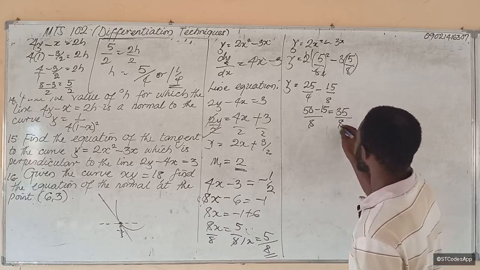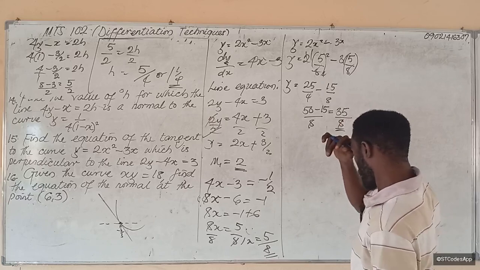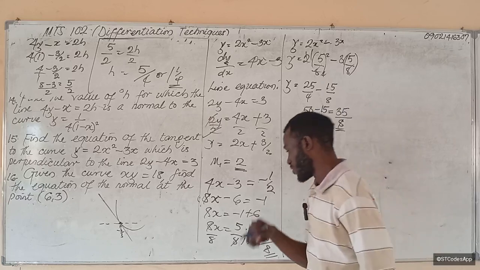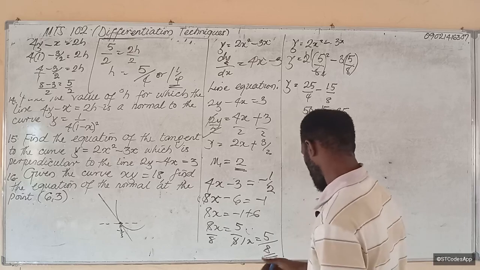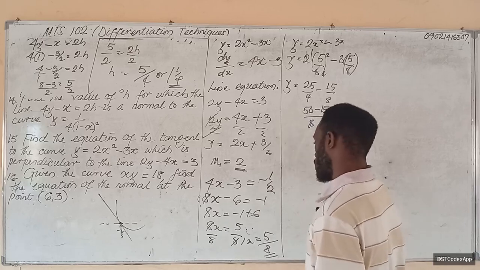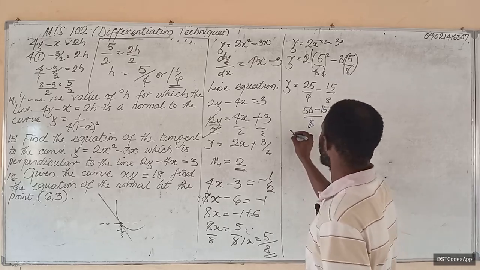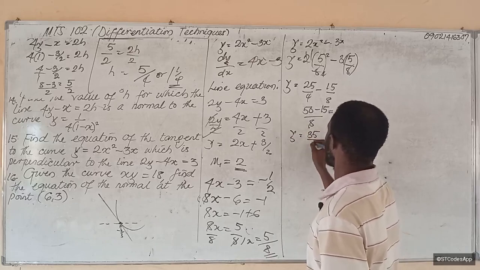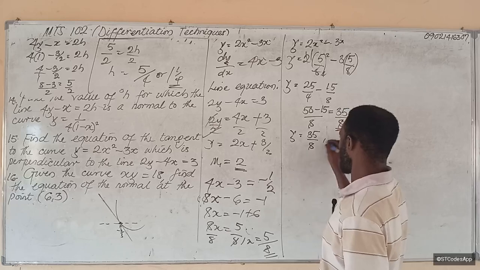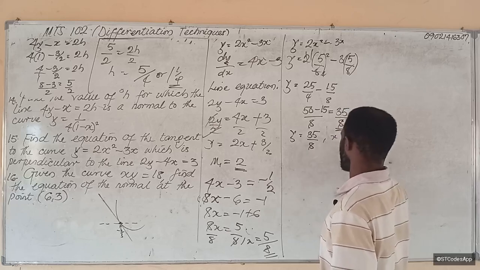Okay, these are y. And if I made a mistake, please do well to notify me in the comment section. Oh, yes, I'm correct this time. So y will be equal to 35 over 8, and x is 5 over 8.